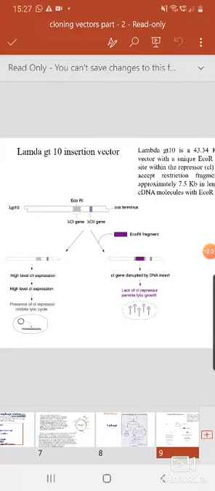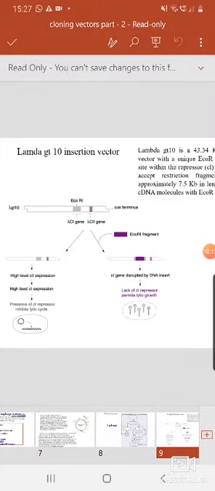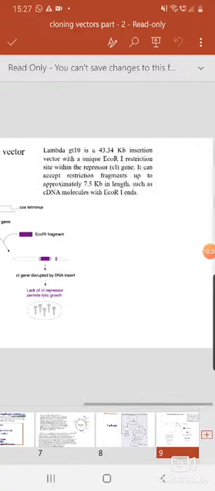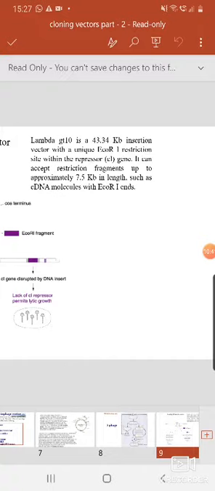This is a double-stranded lambda genome. You must be knowing that on both sides, cos sites are there. These are the sticky sites, a 5' overhang is present in the lambda genome. First of all, these lambda vectors are all recombinant, which means it's not the real virus. They have been genetically modified so that there are a minimal number of restriction enzyme sites. Here it is written: lambda gt is a 43.34 kb insertion vector with a unique EcoRI restriction site within the cI repressor, the C Roman 1 repressor.